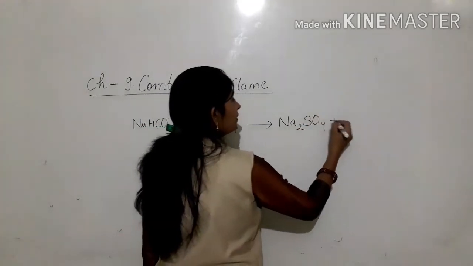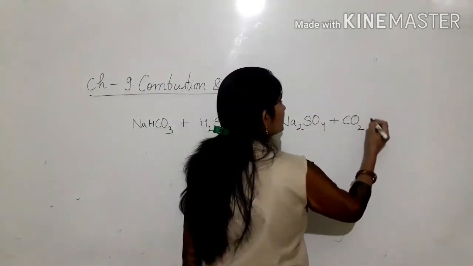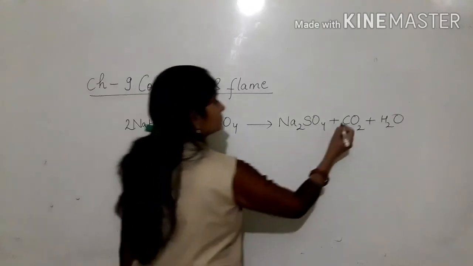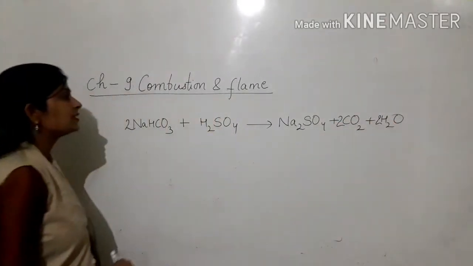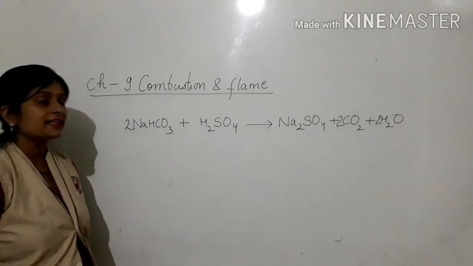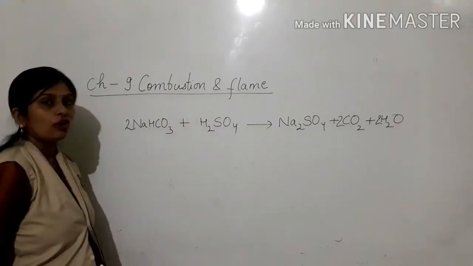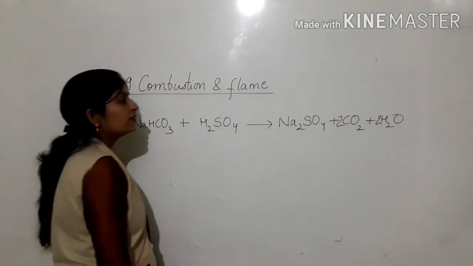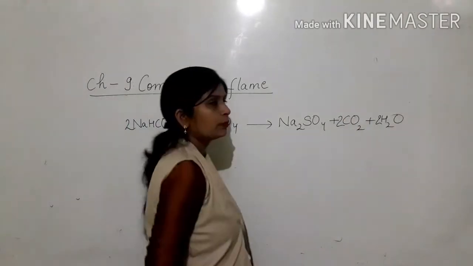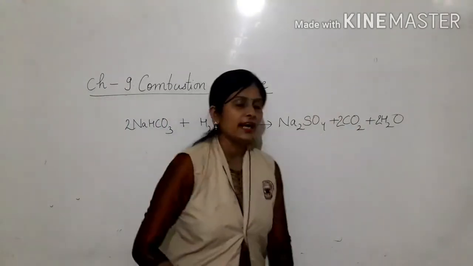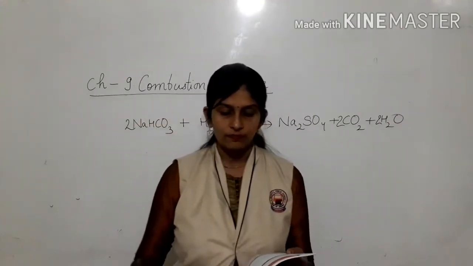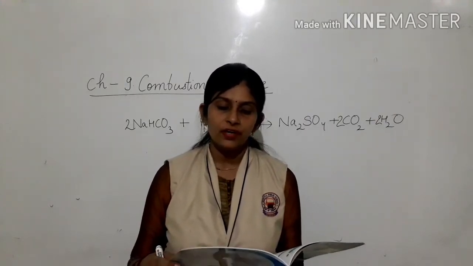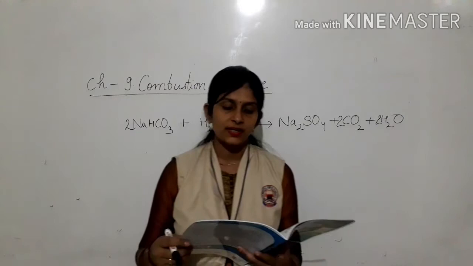sodium sulfate plus carbon dioxide plus water. So this is the chemical reaction taking place between the contents of soda acid fire extinguisher, which results in the formation of these three products: sodium sulfate, carbon dioxide and water. Now we have completed worksheet 9.4 intermediate. Now we are going to start worksheet 9.5 advanced.